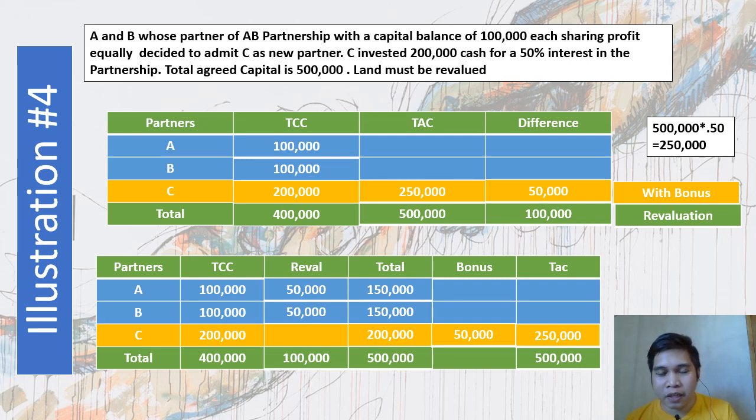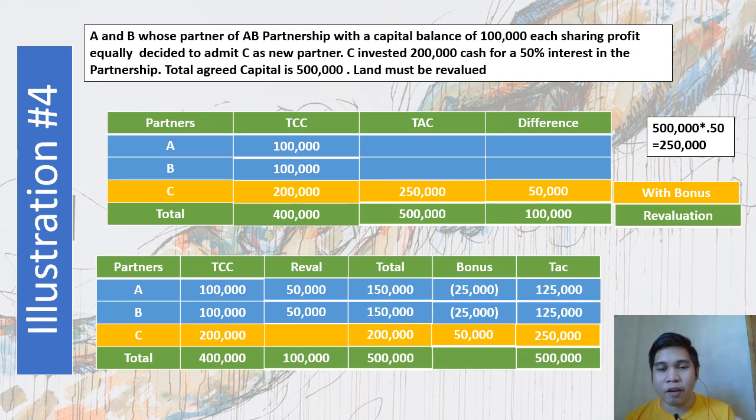So, yung 50,000 na yan, hindi po yan manggagaling kahit kanino, kundi dun sa capital ng old partners. So, ang distribution lang din po yan ay based dun sa kanilang profit and loss ratio. So, therefore, kailangan po mabawasan ang capital ni A ng 25,000 at the same time kay B na 25,000. So, yung TAC po ni A after the bonus will be 125, kay B, 125. So, ang total agreed capital po natin after all the transactions, we have 125 kay A, 125 kay B, kay C, 250. Ang total agreed capital natin ay 500,000 pesos.